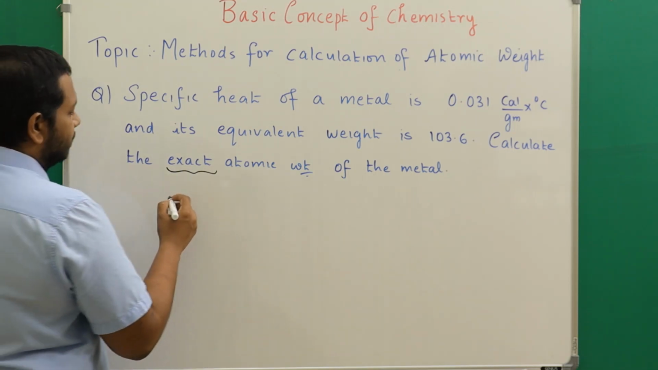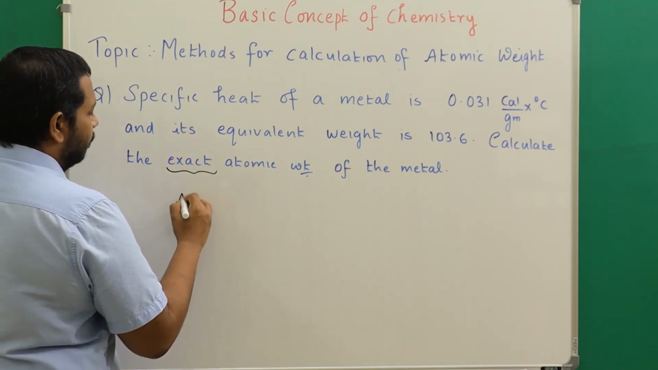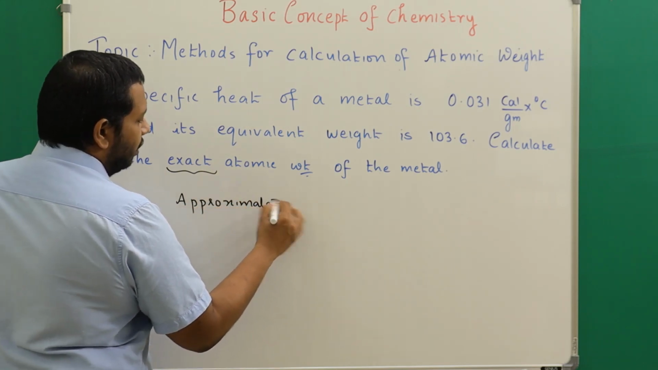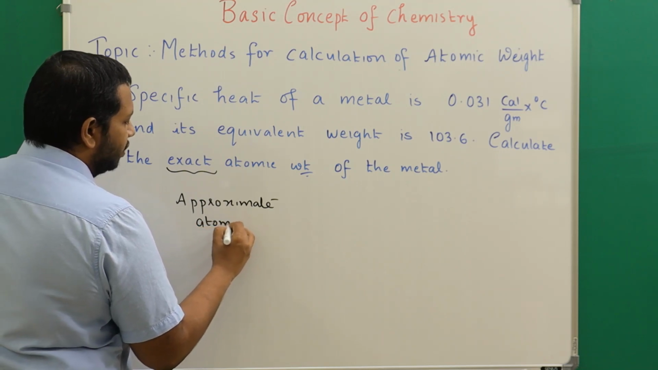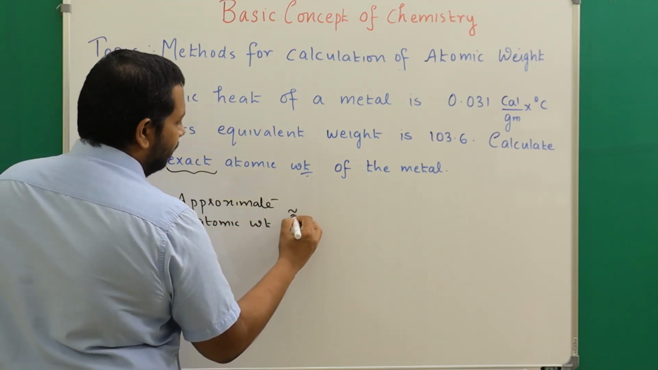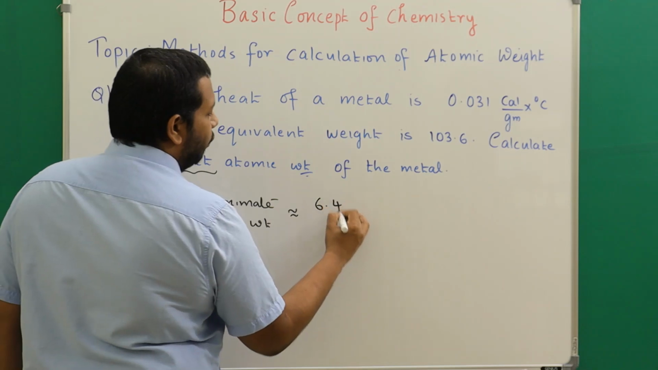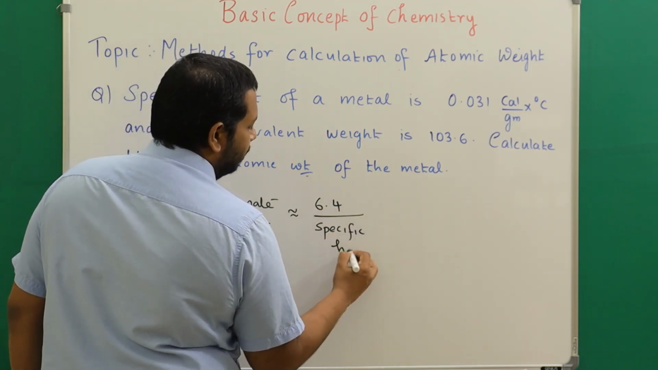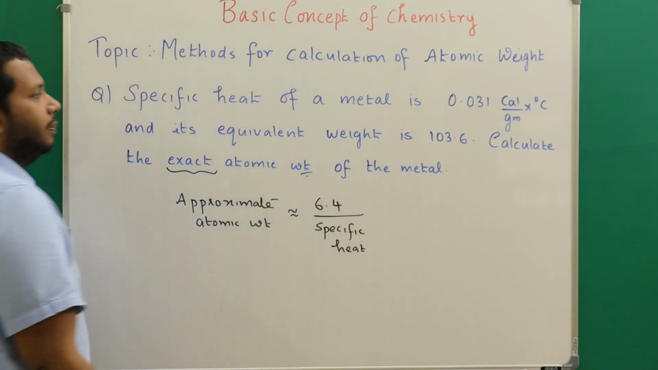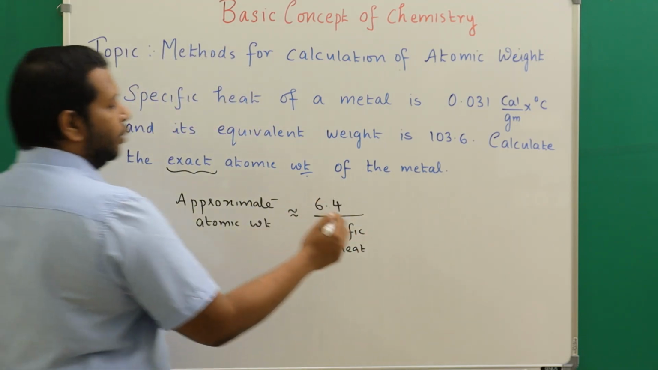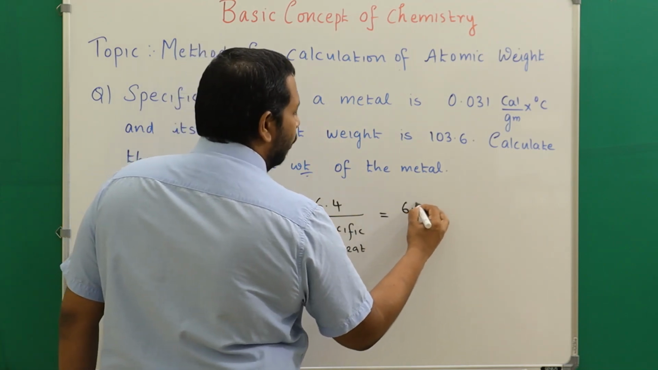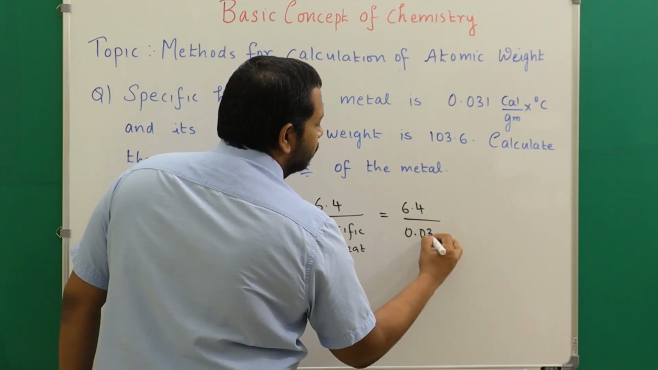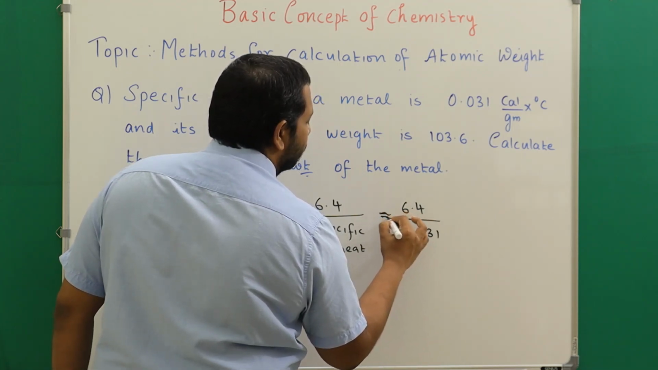So we know that approximate atomic weight is equal to 6.4 divided by specific heat, correct? Specific heat expressed in calorie per gram multiplied by degree Celsius. So when you apply this, it will become 6.4 divided by what is the value given, 0.031. Again I will say this is approximate value.